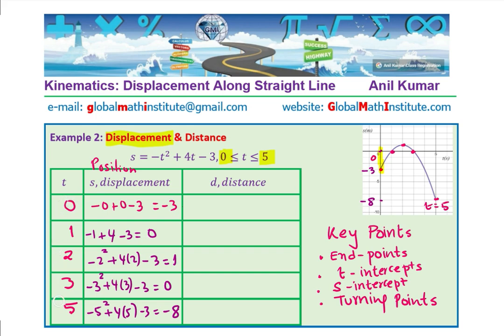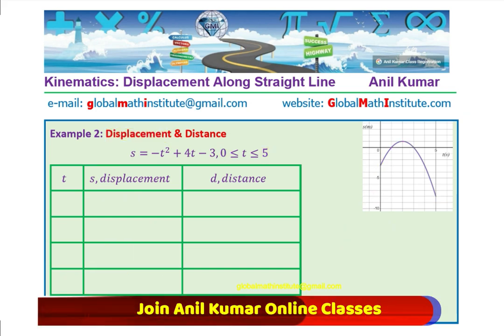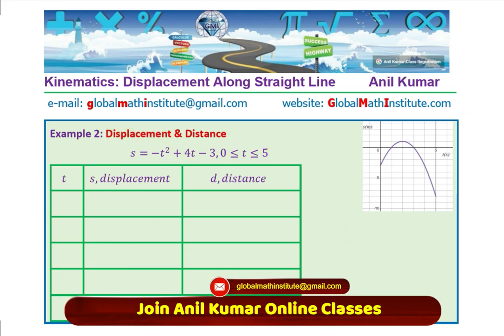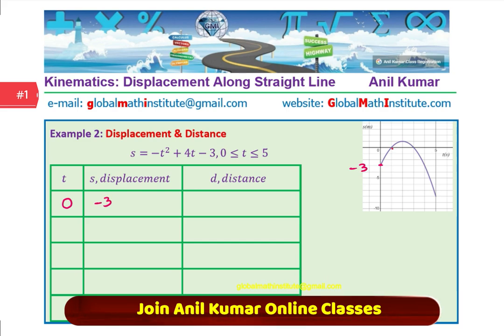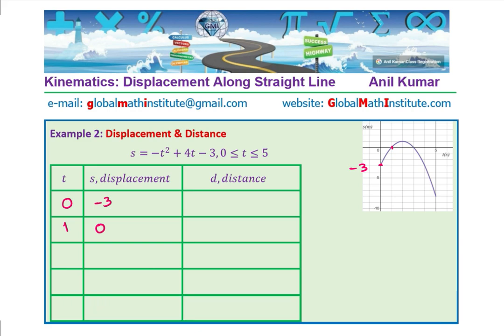I'm now taking all these values. We know these displacements at different intervals. We'll take them on a fresh page and then calculate the distances, right? So we calculated time at the critical value 0. It started with minus 3. This is really a position, right? And at t equals to 1, the position was 0. That means it was at the origin itself, the starting point, I should say, right?